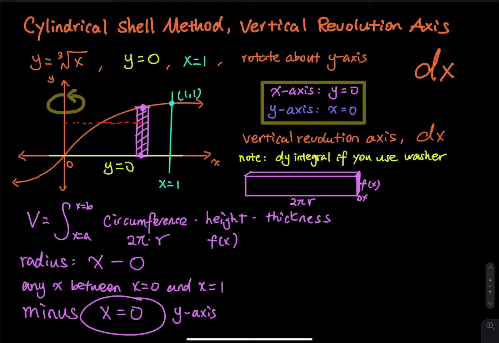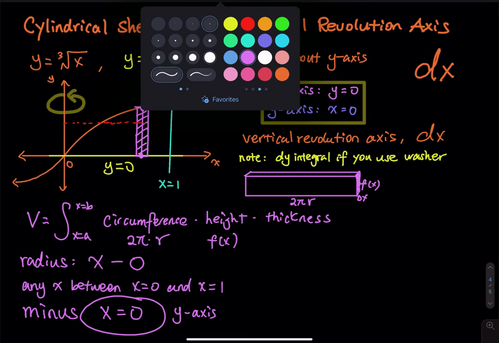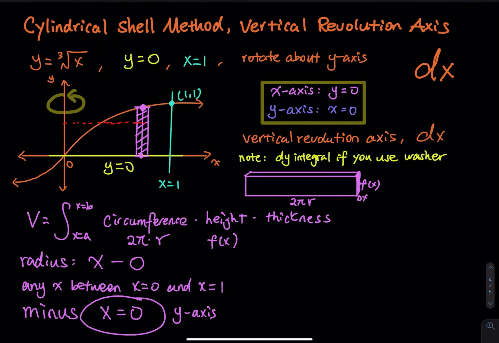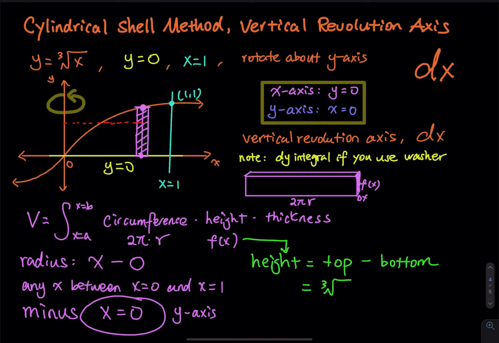And then what about the height? So the height, let's do this in another color. Right here, how do we measure the height? The height will be how tall the rectangle is. So that will be the top curve minus the bottom curve, right? So that is equal to the cube root of x minus 0. So which is y equals cube root of x minus y equals 0. So let's make the 3 look better.